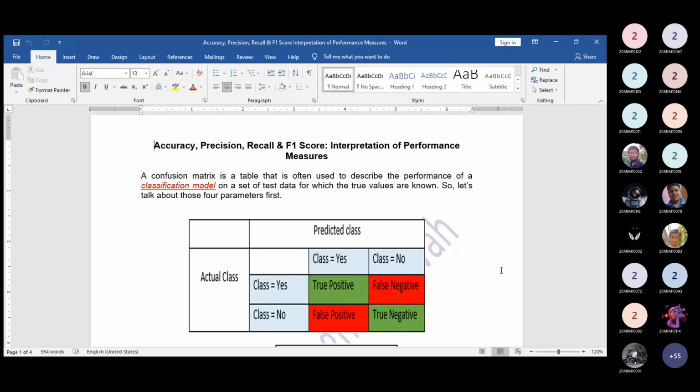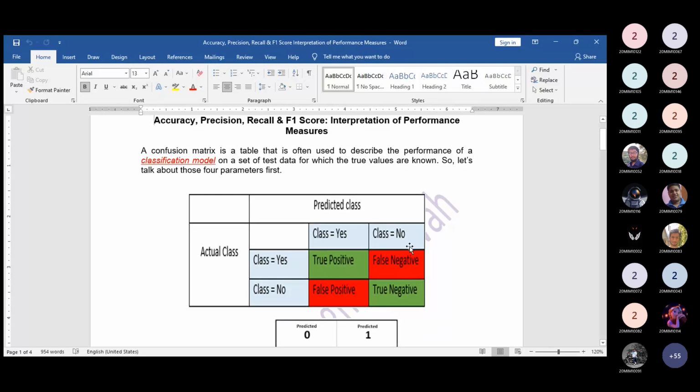So let's talk about those four parameters first. Here we have two points: one is the predicted class, another is the actual class. When the actual class is yes and the predicted class is yes, we have a true positive. When the actual class is yes and the predicted class is no, this is known as a false negative. When the actual class is no but the predicted class is yes, it is known as a false positive. And when the actual class is no and the predicted class is also no, then we have a true negative.